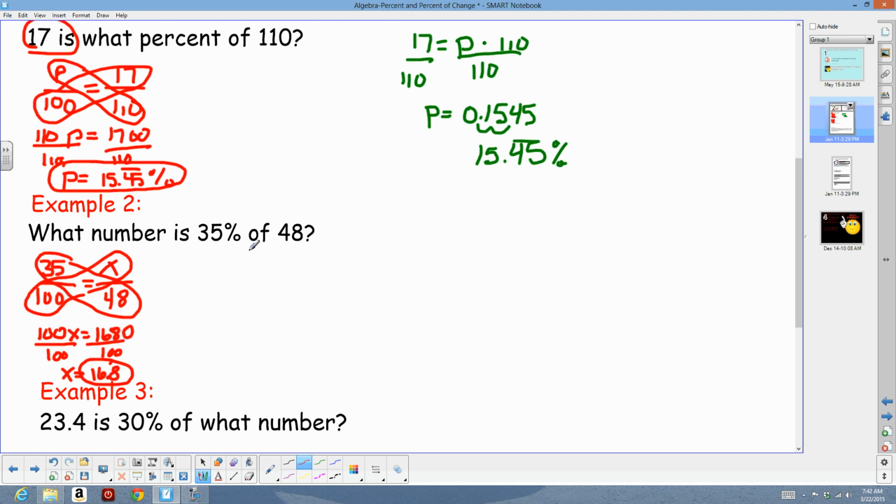Now with the equation, what number, I don't know, let's call it n, is, now with the 35%, we need to write it as a decimal. So 0.35, of is going to be multiplication, and then 48. So 0.35 or 35 hundredths times 48, and that's going to equal 16.8. You'll find that using the equation method is a little quicker most times, but a lot of students choose to use the percent proportion because you don't have to remember to change anything. You just set it up the same way every time.